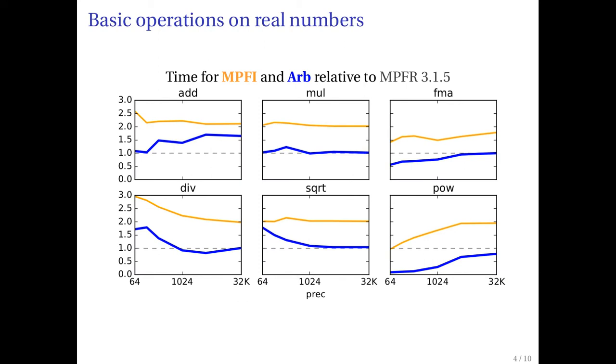This slide shows timings for basic real arithmetic at precision between 64 bits and 32,000 bits. We see that at high precision, ARB generally runs about as fast as MPFR and twice as fast as MPFI, which uses endpoint-based intervals. Some more complex operations, such as powering, shown in the bottom right, are even faster in ARB than in MPFR.